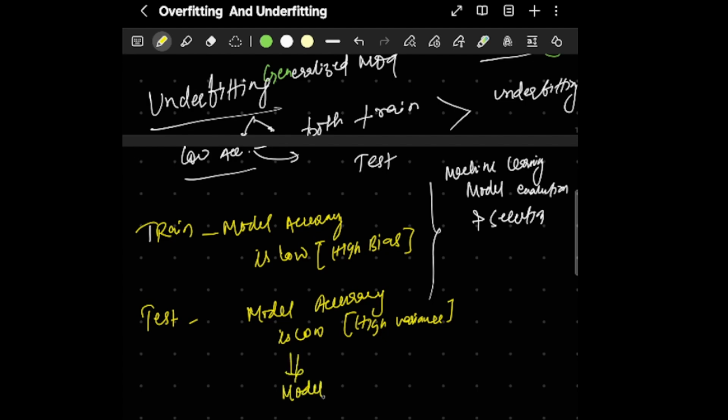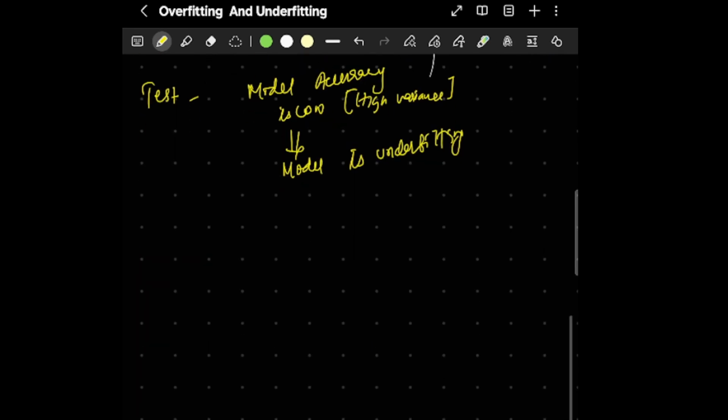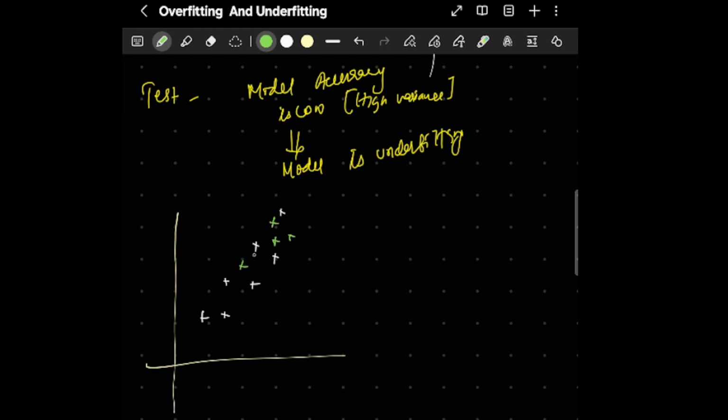Now the model is underfitting. Consider the training data points plotted on a graph this way, and the test data set is also available this way. So the best fit line will go this way.